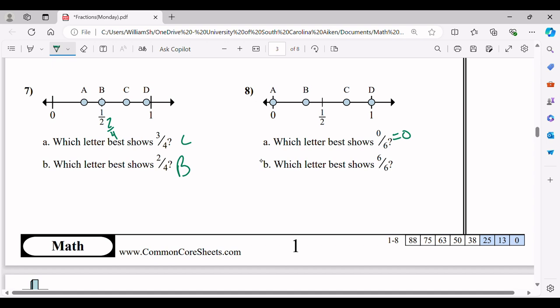Alright. Which letter best shows 0/6? Which is the same thing as 0, right? Which should be located right there at A. And which letter best shows 6/6? 6/6 is the same as 1, which should be located right there at D.